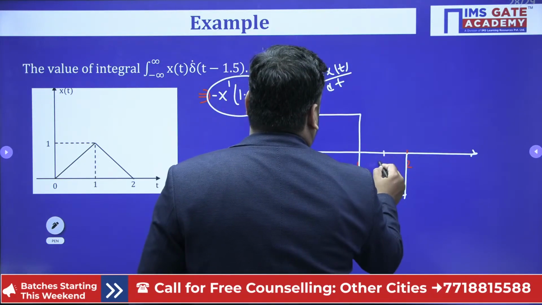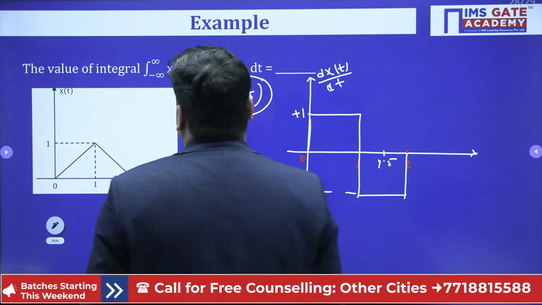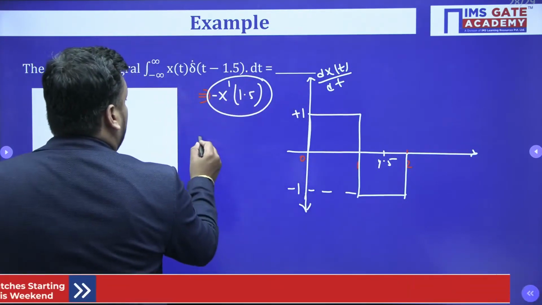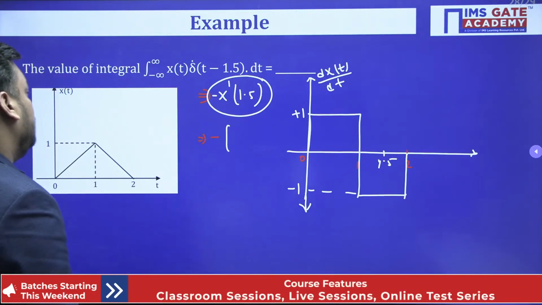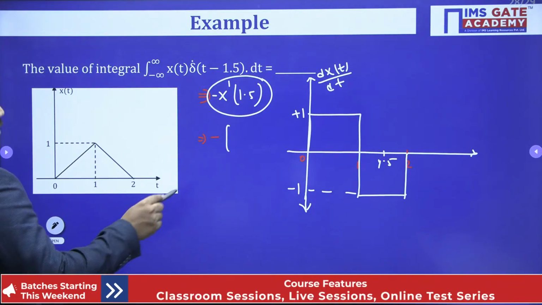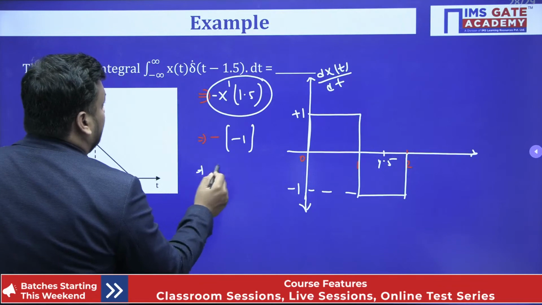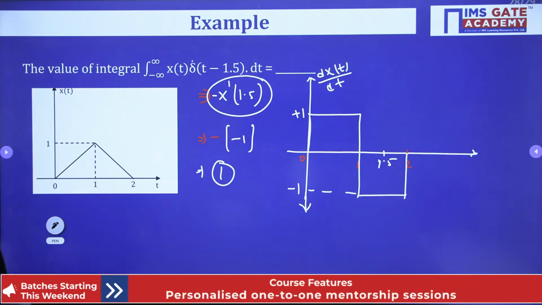And exactly at the 1.5 place, what is the magnitude that you need to check. So the answer is nothing but what, guys? Minus sign is already there, and x dash at 1.5 has magnitude minus 1. So your answer will actually be plus 1, because the slope is plus 1 and minus 1.